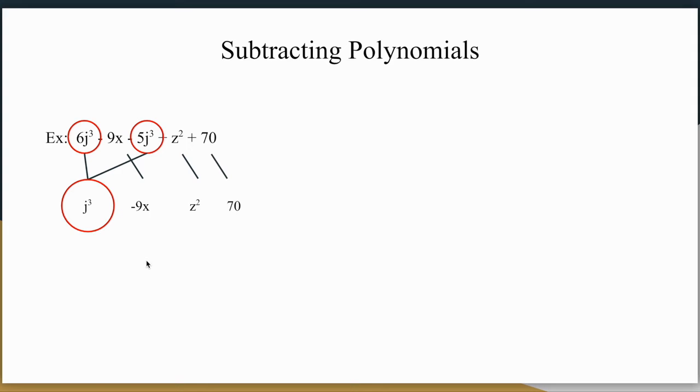Now we're going to combine them. How do we combine them? We're going to make this negative into a minus sign, and because the other terms are positive, we're going to put a plus sign between them. Okay, to get the final answer of j to the third minus 9x plus, because it's positive, z squared, and plus, because 70 is positive, plus 70.